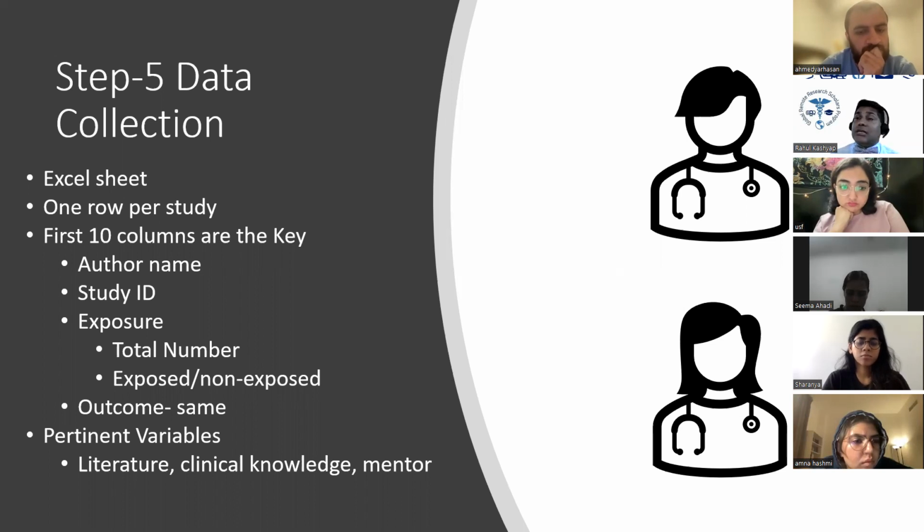The first 10 columns are the key: your study ID, your author's name, exposure, and the total number of people in the exposure group, in the study group. For example, if they use 500 people in total, 300 are in the smoking group and 200 in the non-smoking group.